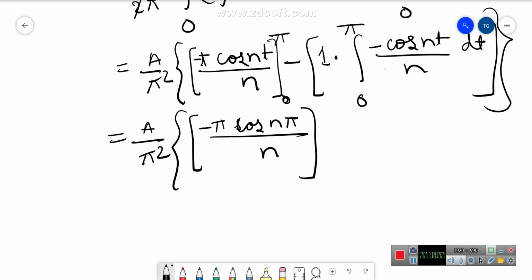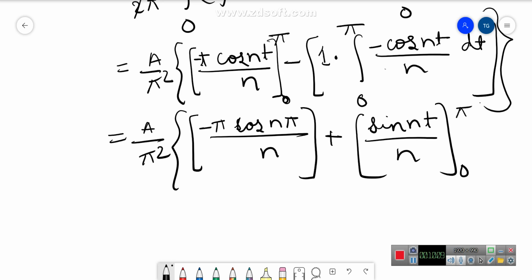Here the cos will become minus sine, and this minus minus will become plus. So minus sine nt by n from 0 to pi. When we substitute pi here, this will become 0, and when we substitute the lower limit, this will again become 0. So this term is now whole, and we can write it as 0.